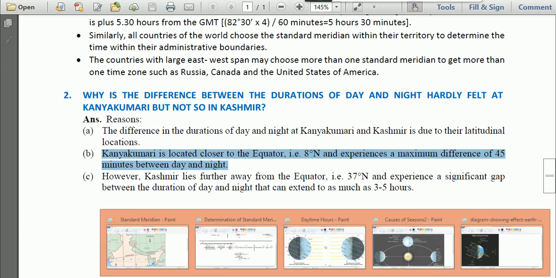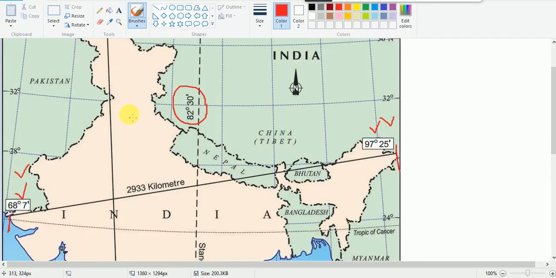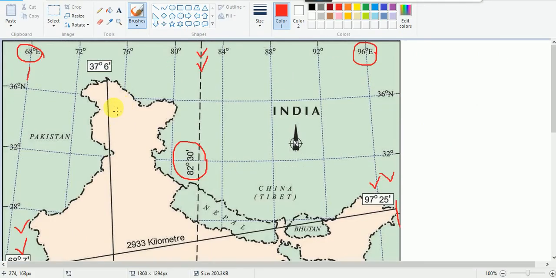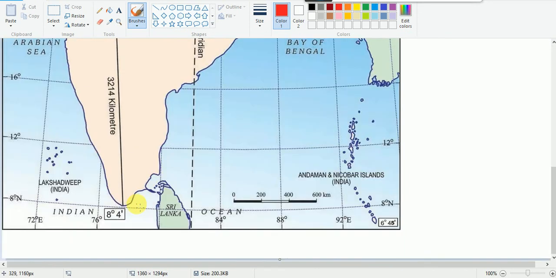Just have a look at this map. Jammu and Kashmir is here, and it is located between 32 degrees north to 36 degrees north, whereas Kanyakumari is here, and it is located at 8 degrees.